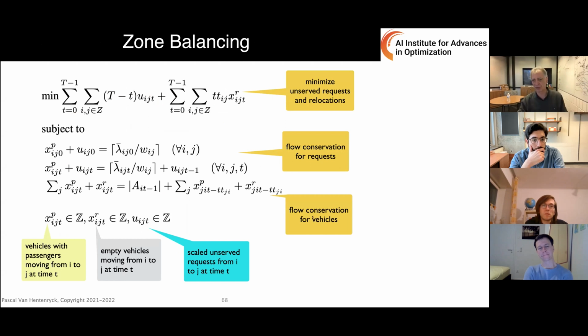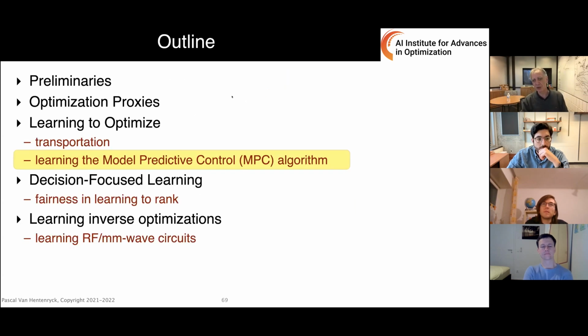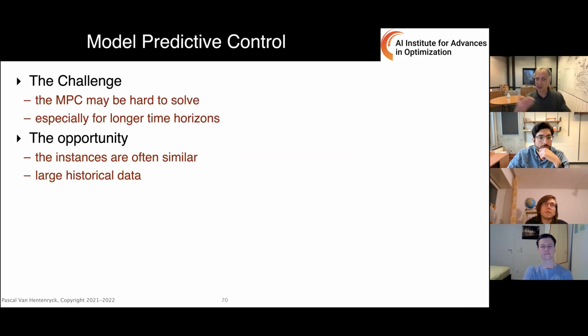and once again it has various kinds of physical constraints. You have the flow conservation on the vehicles and on the riders, and you minimize the number of riders that you cannot serve and the relocation cost. And this MIP is so hard that if you have, let's say, 6 or 7 periods, you cannot solve it in a reasonable time. And so what did we do? Well, we basically said, we can solve it. It's just we cannot solve it in the real-time requirement.